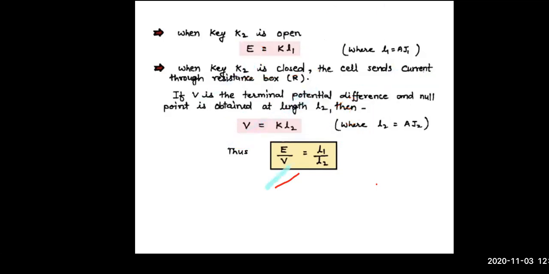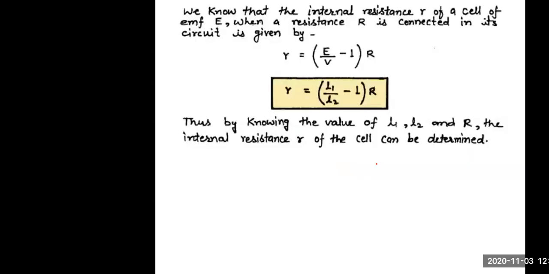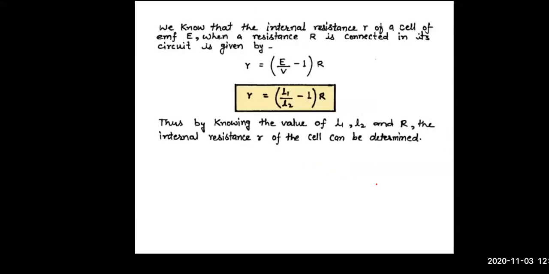Right, children? Now what do we need to find? We have to find out the internal resistance. We have already derived the formula for internal resistance. We know that r, this is your internal resistance, equals (E by V minus 1) into R. E by V value we can substitute and we will get r equals (L1 by L2 minus 1) into R. Substituting the values of L1, L2 and R, we can calculate the value of the internal resistance of the cell.